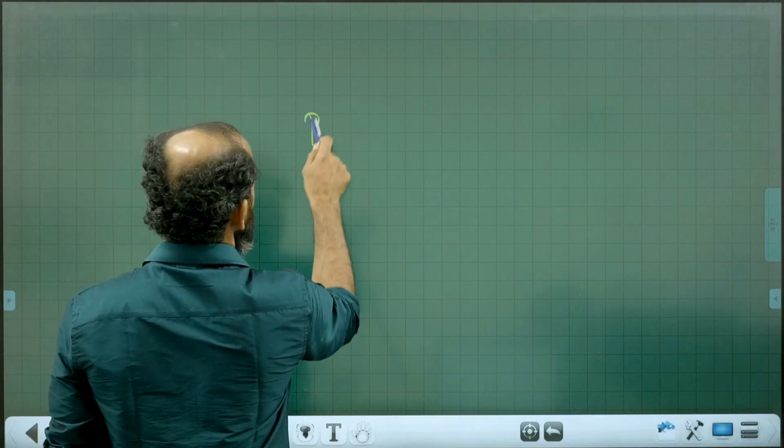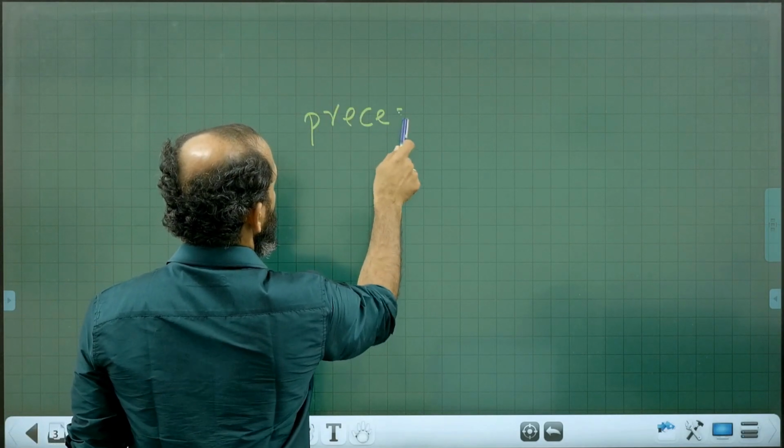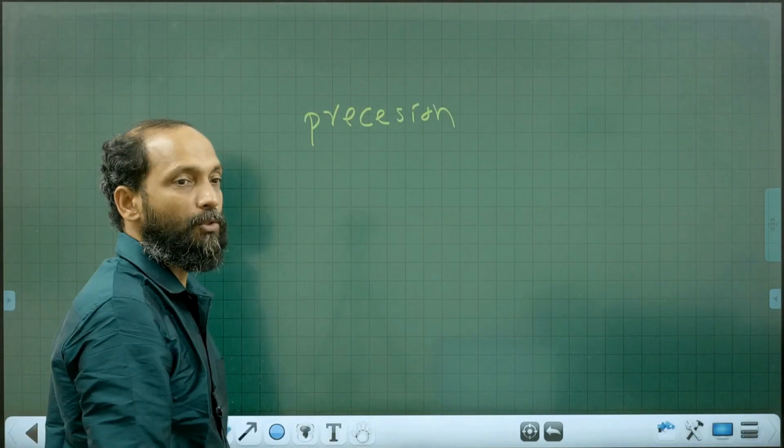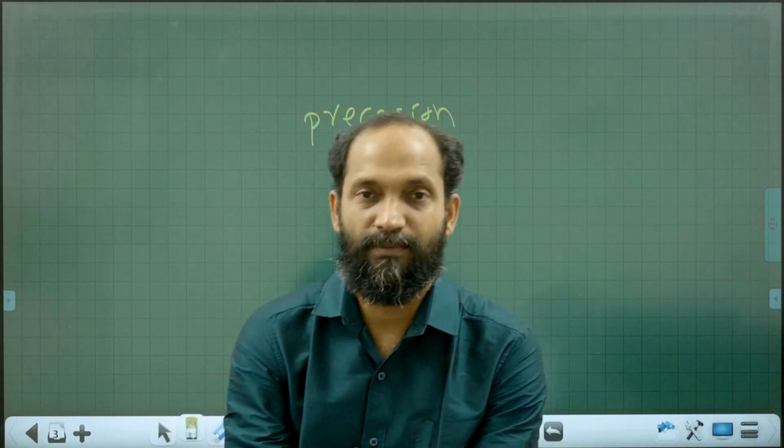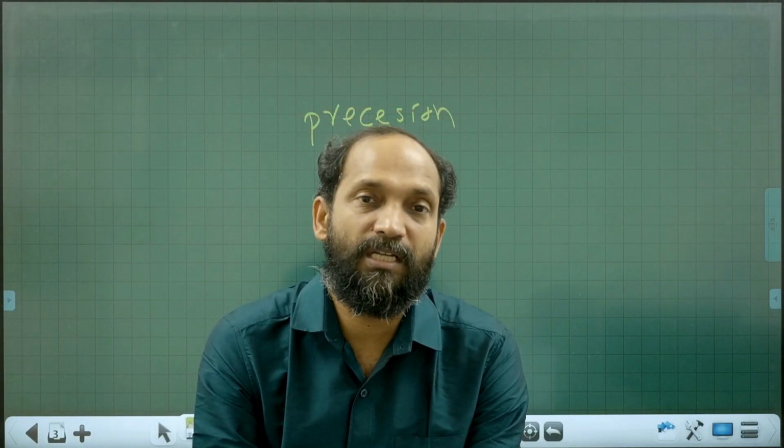These are the 3 types of rigid body motion. One more type is there, that is called precession. Fourth one is precession. Spinning top is an example of precessional motion. In precessional motion, there are 2 axes.